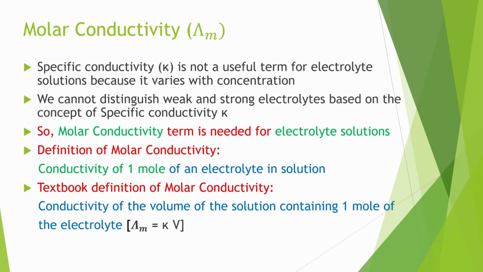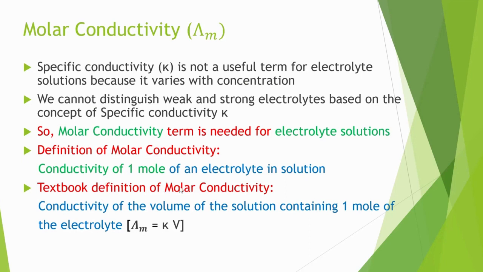We need a new term. Because, as I said, kappa is not a useful term for solutions because it varies with concentration. Second reason is we cannot distinguish between weak and strong electrolytes just based on the concept of specific conductivity. So molar conductivity term is needed for electrolyte solutions. What is the definition of molar conductivity? In simple way, it is conductivity per mole, okay, of the electrolyte dissolved in the solution. Conductivity per mole is molar conductivity.